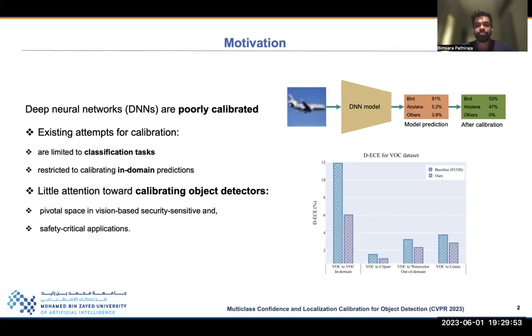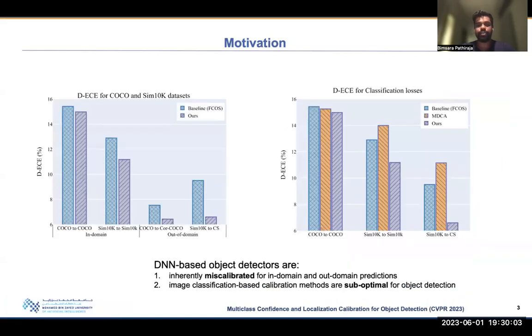In this presentation, we will walk you through our motivation, our proposed train-time calibration methodology for calibrating modern object detectors, and the results. We start by showing that object detectors are poorly calibrated for both in-domain and out-of-domain predictions. For these experiments, we use FCOS, a fully convolution-based object detector. Next, we observe that image classification-based calibration techniques are suboptimal for object detection, since they only utilize the confidence vector but not the localization component of the detectors.